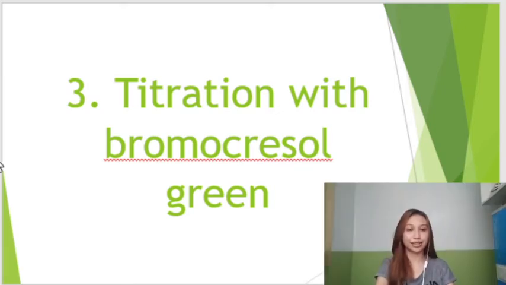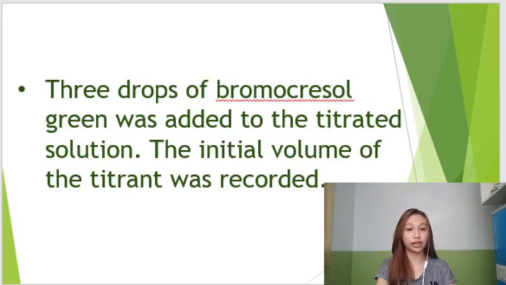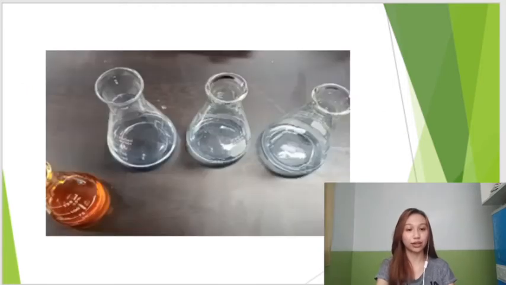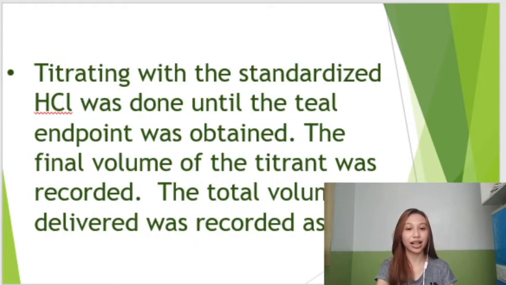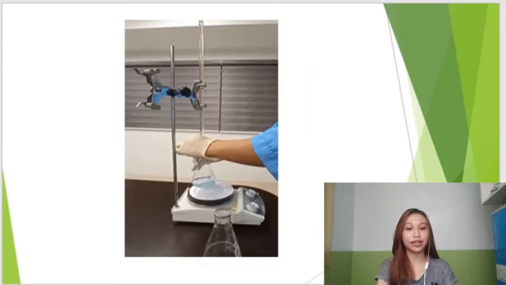Third is the titration with bromocresol green. 3 drops of bromocresol green were added to the titrated solution. The initial volume of the titrant was recorded. Titrating with the standardized HCl was done until the teal endpoint was obtained. The final volume of the titrant was recorded. The total volume delivered was recorded as VBC.